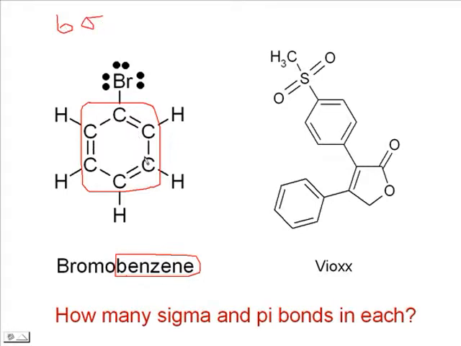And then if I have 3 double bonds, that equates to each of them having one pi bond between the two, because that's what you have in a double bond: a sigma and a pi. So it'll be a total of 6 sigma bonds, and then the 3 double bonds give me 3 pi bonds.